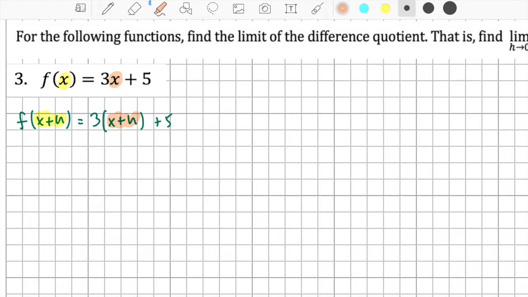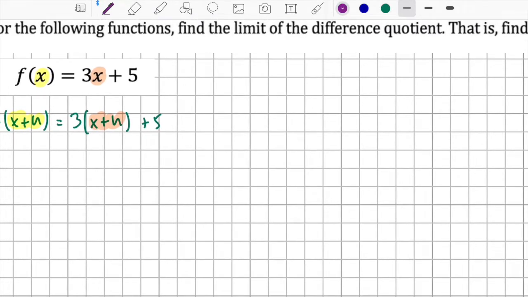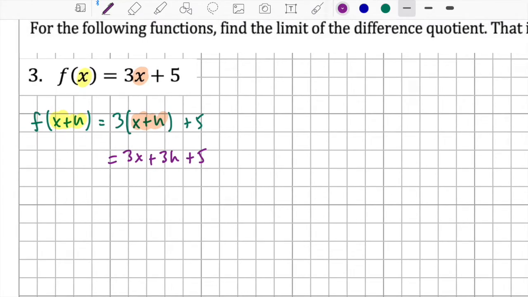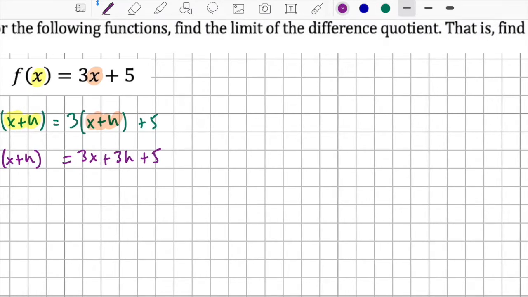And you could either leave it like that here, or you can expand it. Actually, let's make things easier. So why don't we go ahead and distribute the 3. So we have 3x plus 3h plus 5. So that is our f of x plus h. So keep that in mind. So again, let's find the limit of the difference quotient.